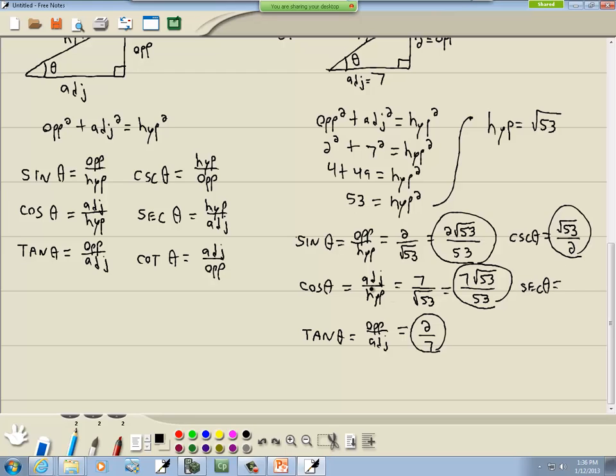Secant is cosine flipped. Again, I don't want to pick the one I circled, but the one before it, 7 over square root of 53. If I flip that, I get square root of 53 over 7. And cotangent is tangent flipped. This is 2 sevenths, so this would be 7 halves.